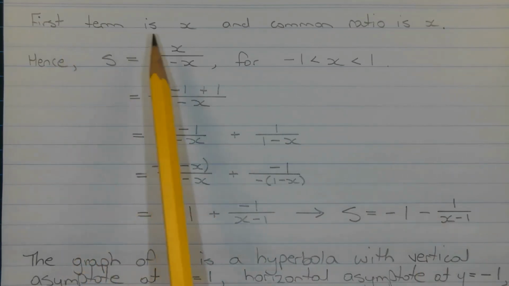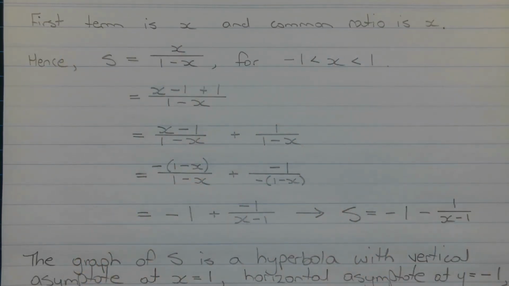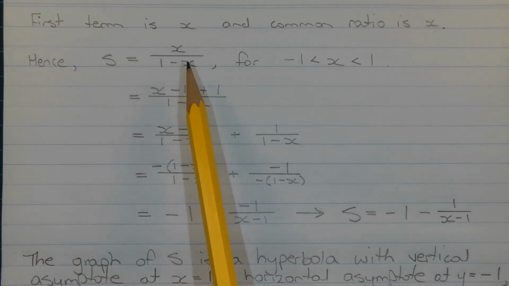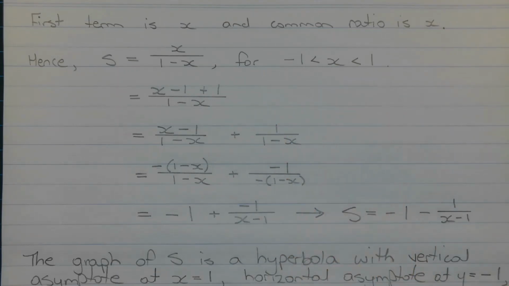The first term of this geometric series is x, and its common ratio is also x. Using the limiting sum formula, a over 1 minus r, where a represents the first term of this geometric series and r represents the common ratio, we get s is equal to x over 1 minus x for values of x between -1 and 1, not including the endpoints.